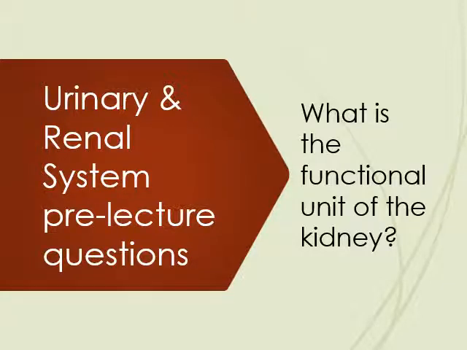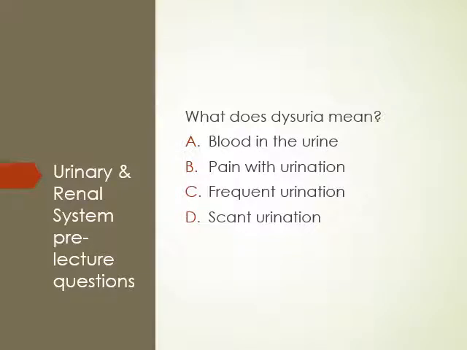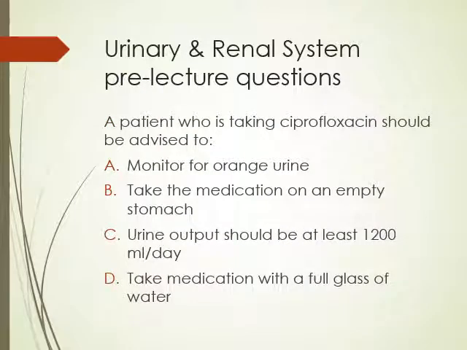So these questions, you may not know these at the beginning, but by the end you should know the answers to all these. What is the functional unit of the kidney? Write down your answer and we'll continue. What does dysuria mean? Is it blood in the urine, pain with urination, frequent urination, or scant urination? A patient who is taking ciprofloxacin should be advised to monitor for orange urine, take the medication on an empty stomach. Urine output should be at least 1,200 mLs a day. Take the medication with a full glass of water.